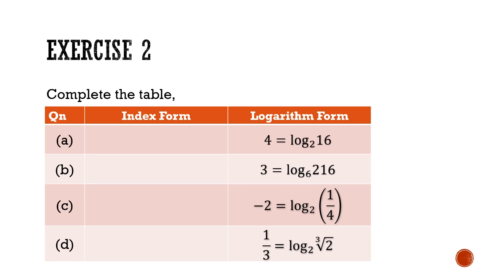Let's go through the answer. So in part A, we can say that 2 to the power of 4 gives us 16. In part B, 6 to the power of 3 gives us 216. In part C, 2 to the power of negative 2 gives us 1/4. And in part D, 2 to the power of 1/3 gives us the cube root of 2.